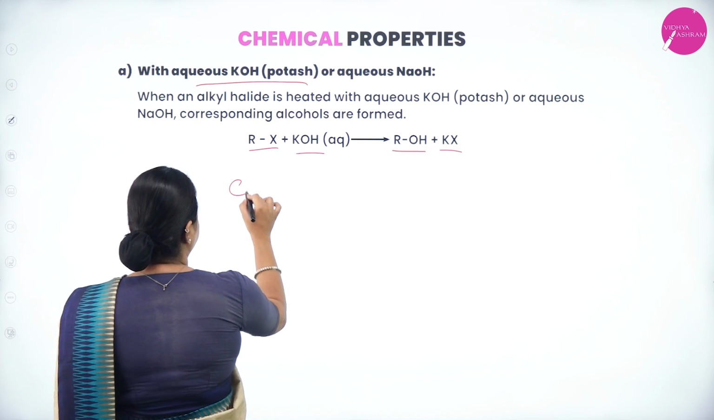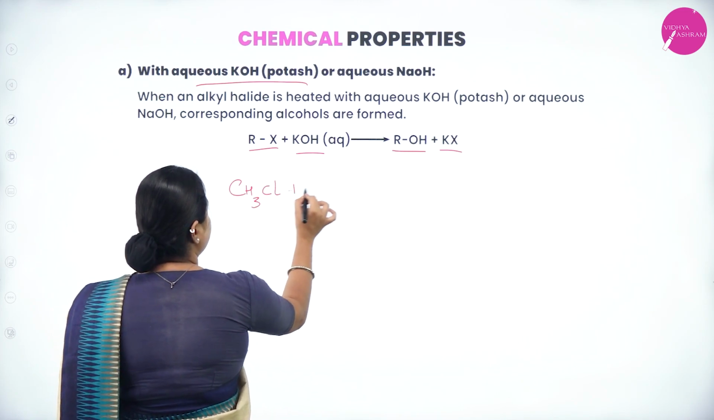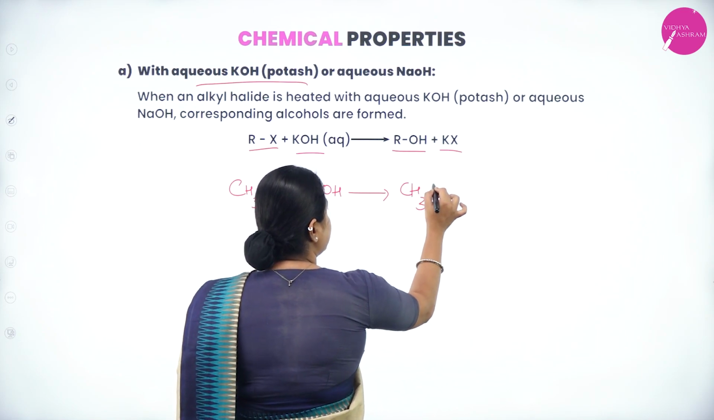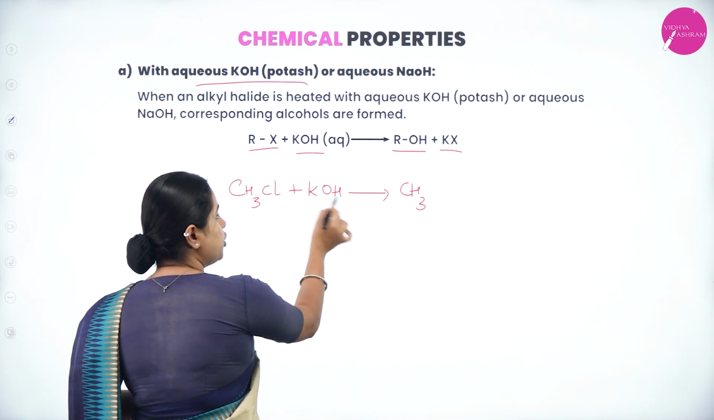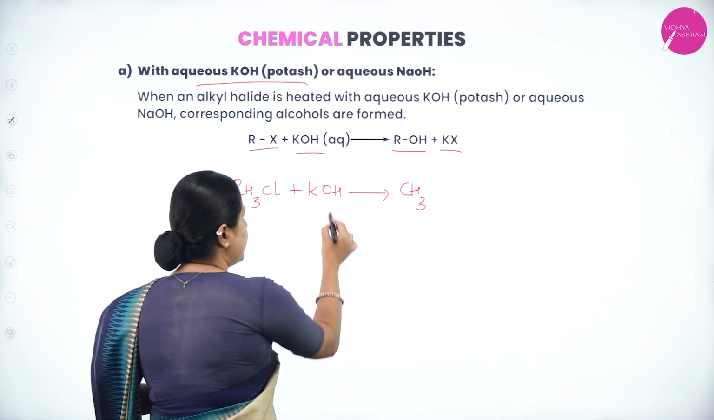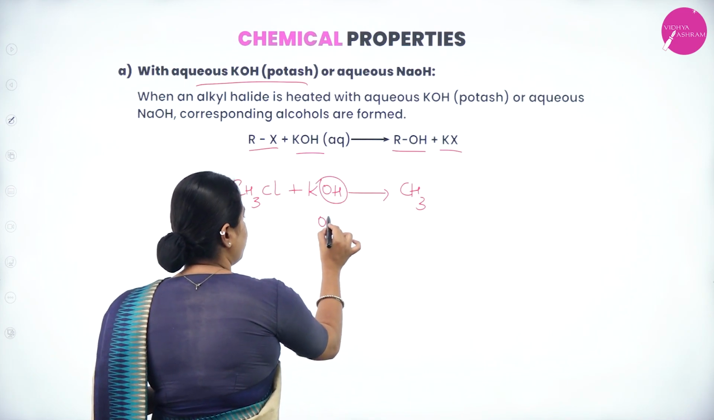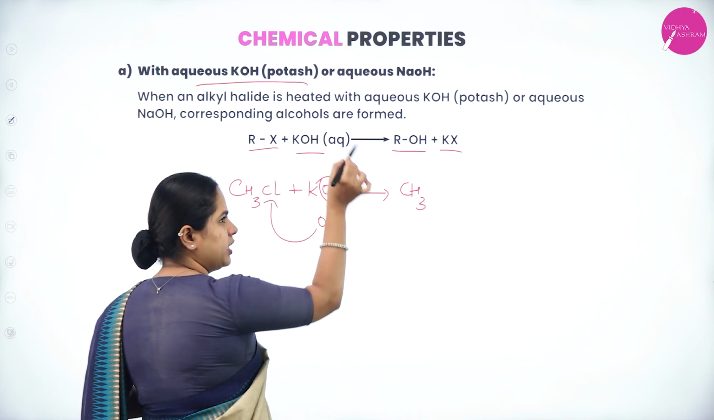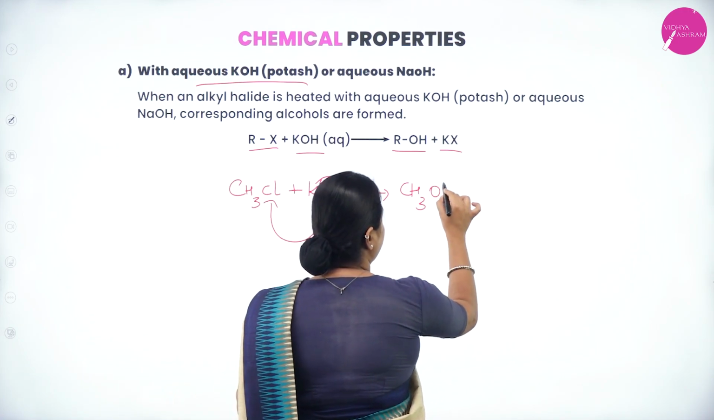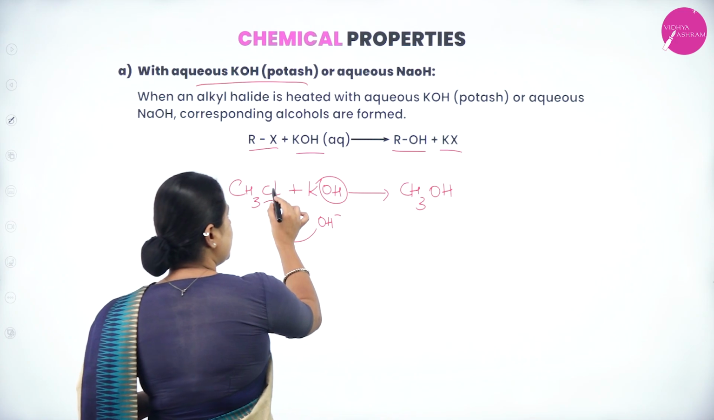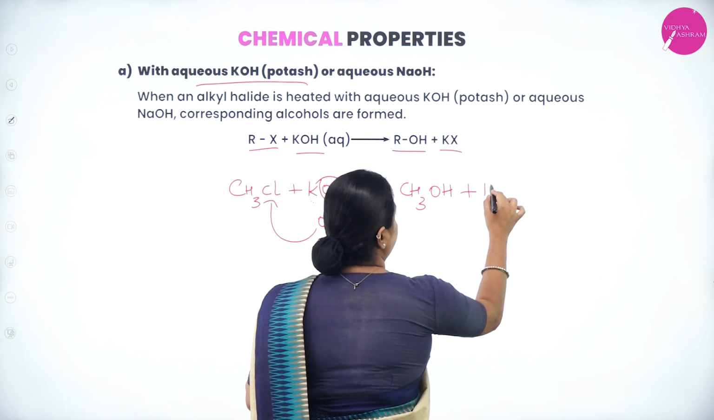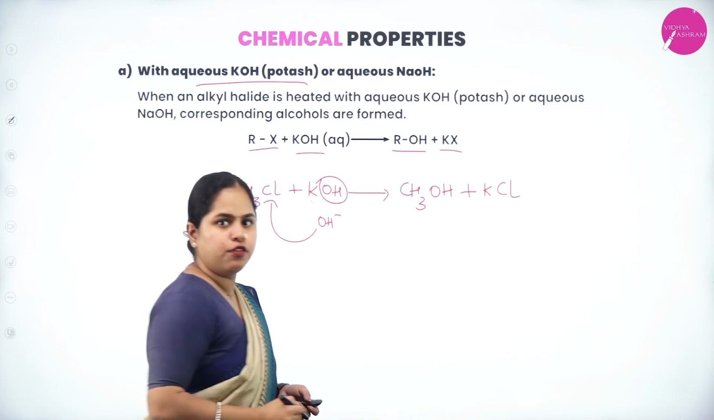For example, methyl chloride, when it reacts with potassium hydroxide, we get CH3OH. The nucleophile present in KOH is OH minus. So OH minus will attach here, Cl minus will be removed, giving CH3OH, which is methanol. Now Cl minus is removed, and the K plus which is left will together form KCl. So this is the first reaction.